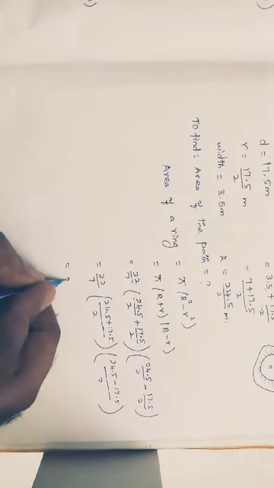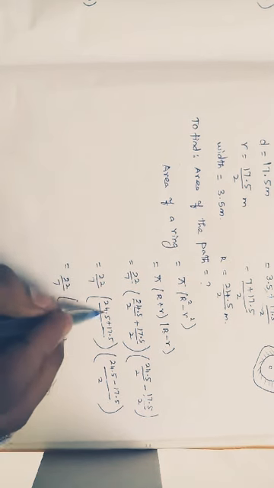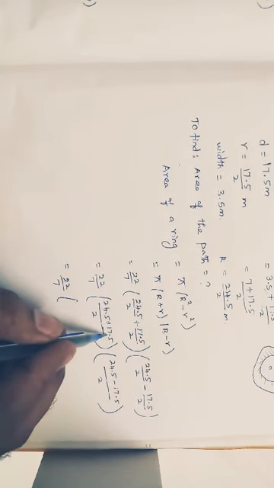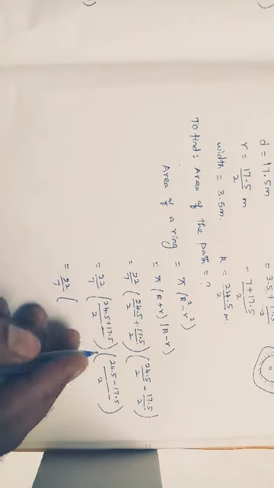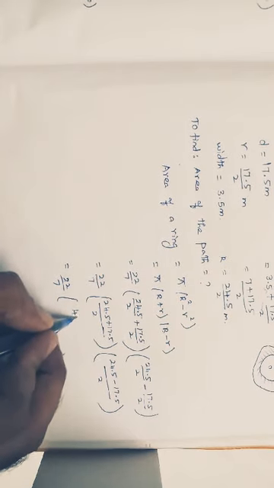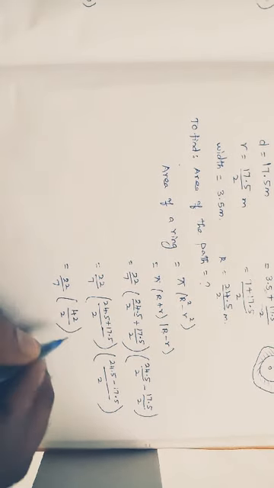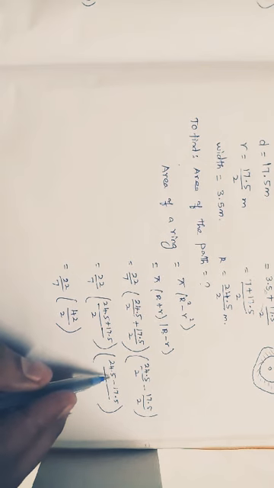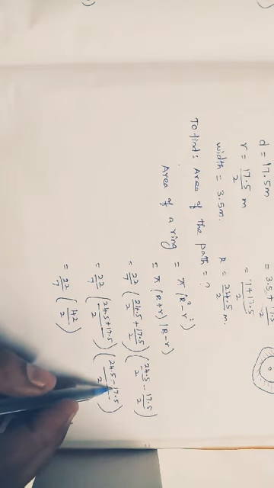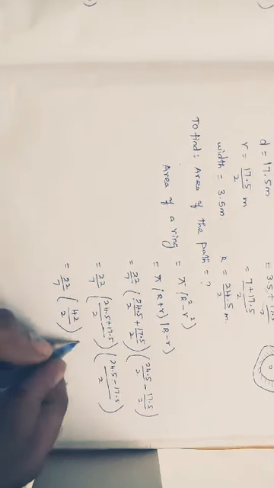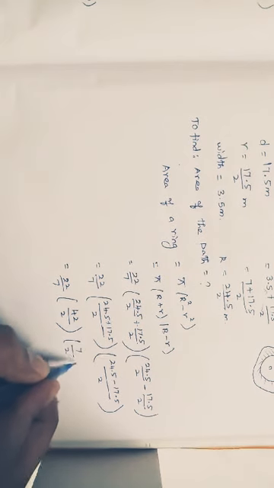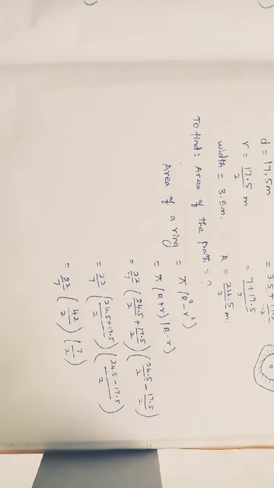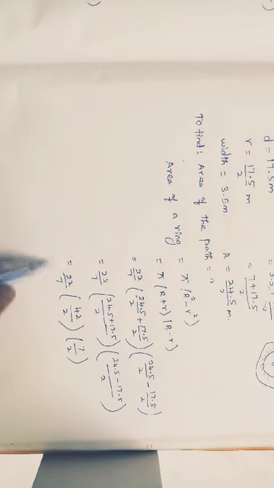So it's nothing but 22/7, right? Here we are adding 24.5 plus 17.5, 25, 35, 42, right? 42 divided by 2 into 24.5 minus 17.5, which is nothing but 7 divided by 2. 7 divided by 2. Simplify.